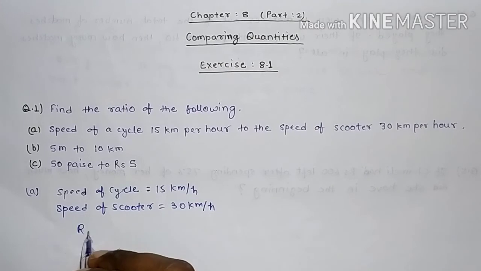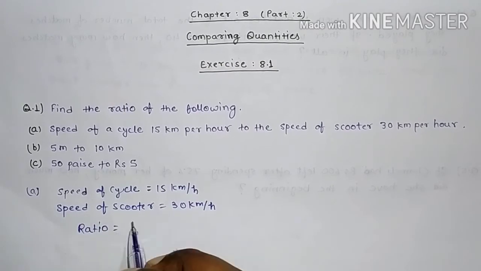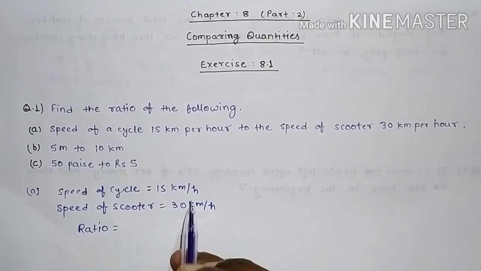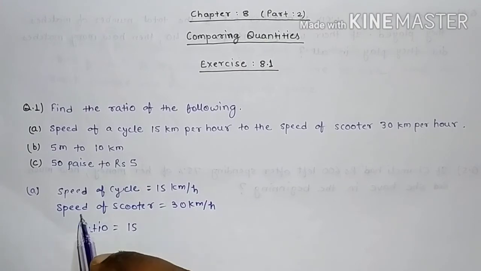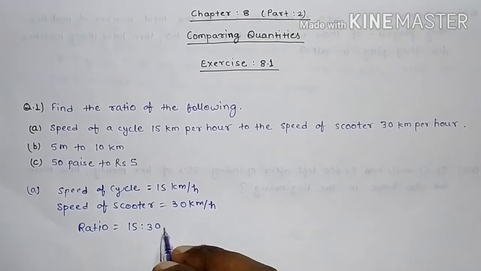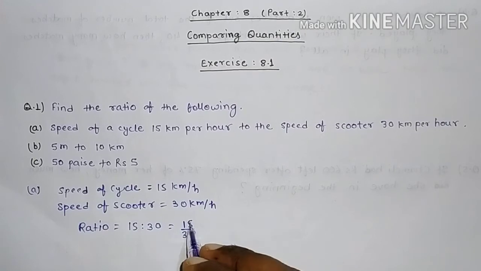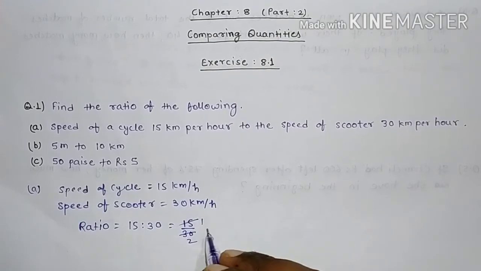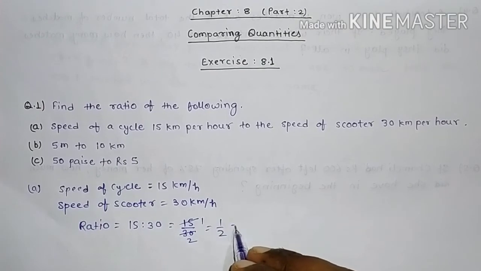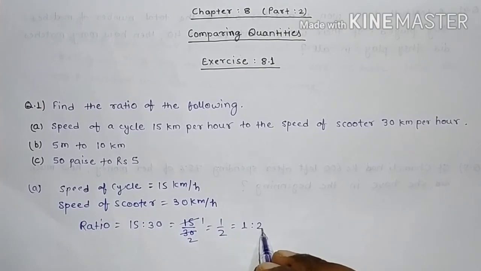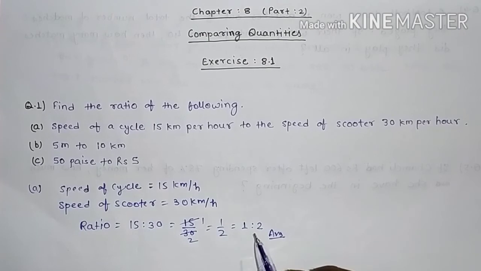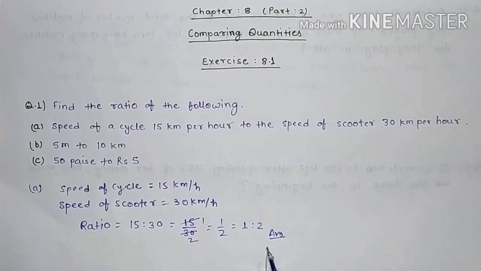So here, ratio equals speed of cycle, that is 15 km per hour, so 15, and speed of scooter, that is 30. So 15 ratio 30, we can write this as 15 upon 30. It will be cancelled out. 15 1s are 15, 15 2s are 30. So we can write 1 by 2, or 1 is to 2. And this is the answer, the ratio of the cycle to the scooter is 1 is to 2.